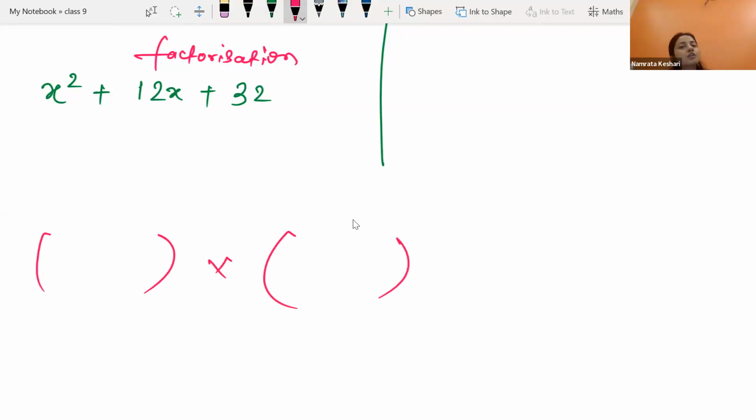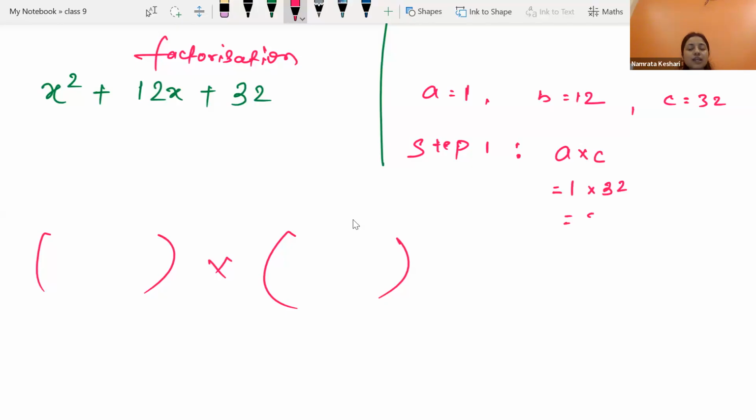For doing factorization of a quadratic polynomial, there is a way called splitting the middle term. In this method, first we have to identify A, B, C. Here A is 1, B is 12, and C is 32. Step 1 is to multiply A with C. Our A is 1 and our C is 32, so we get just 32. The next step is to split this 32. Split means do the factorization of this 32.